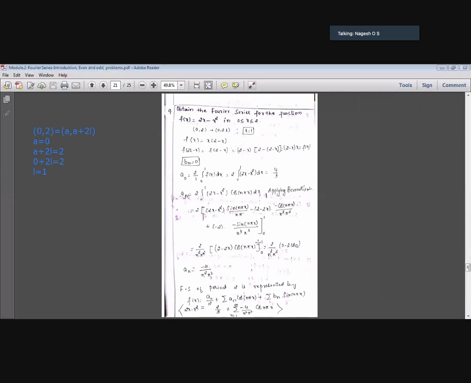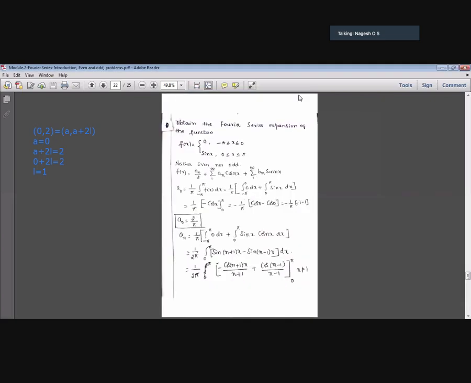No doubt. Okay, we go to the 10th one. Obtain the Fourier series expansion of the function f of x equal to 0 between minus pi to 0, sin x between 0 to pi. This one we can't check whether it is even or odd, it is neither even nor odd. f of x equal to this thing.